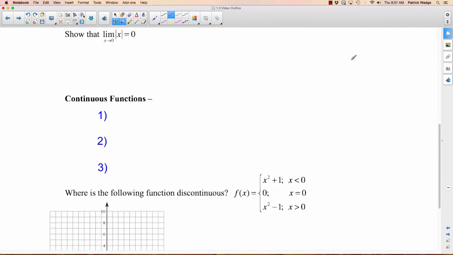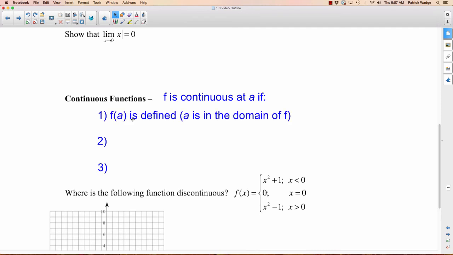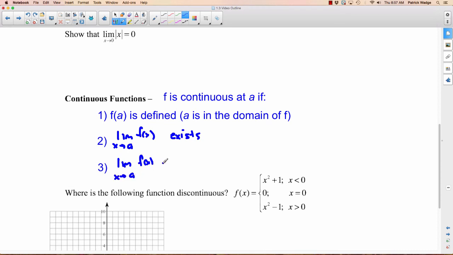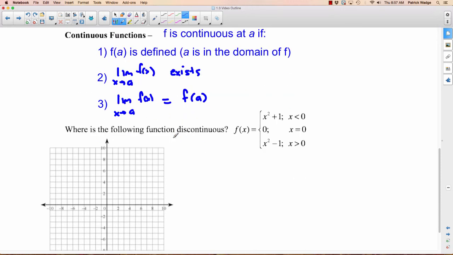In fact, I want to skip down to continuous functions right now. We'll come back and do this last example at the end. So we say f is continuous at a if 3 things are true. 1, f of a is defined. In other words, a is in the domain of f. 2, the limit of f of x as x approaches a exists. And remember, what that depends on is that the left-hand limit and the right-hand limit are equal to each other. And the last thing is that the limit of f of x as x approaches a has to equal f of a.